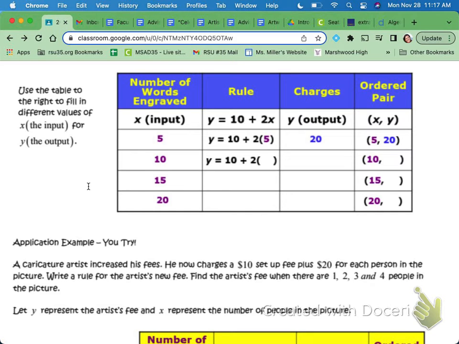which makes the ordered pair 5, 20. When we input 10, what's my output going to be? 30, which would give me the ordered pair 10, 30.